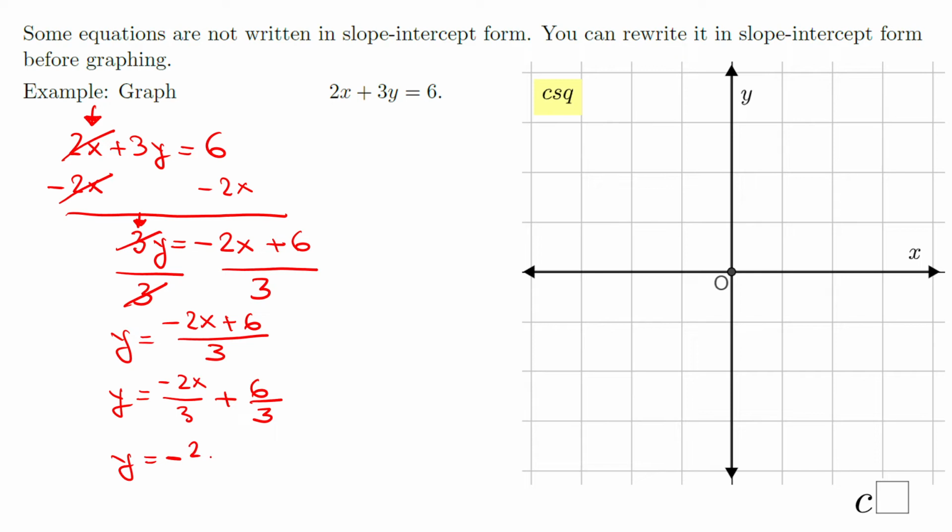First of all, you notice I'm going to rewrite as negative 2 over 3x. And I can simplify 6 divided by 3, that is 2. So now I can graph it. I also can identify, in fact, that's the first thing I'm going to do, the slope and the y-intercept. So again, I'm going to write here y equals mx plus b. Remember, the m is the number that goes next to the x, so in this case is negative 2/3.